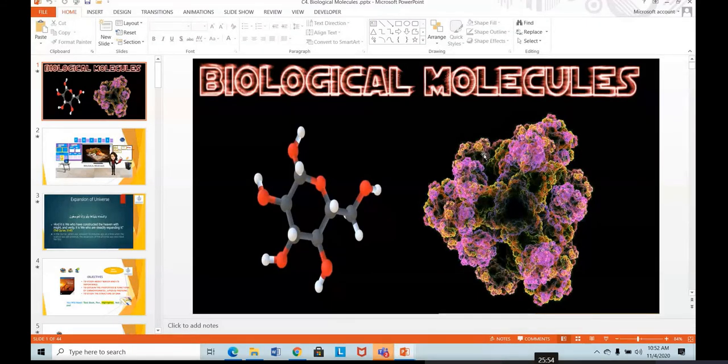Why is it known as a biological molecule? DNA stands for deoxyribonucleic acid, and it is the chemical that makes up our genes and chromosomes. That is the genetic material in our body. It is the material that we inherit from our parents, which gives us many of our characteristics. So we inherit our genes from our parents, isn't it?